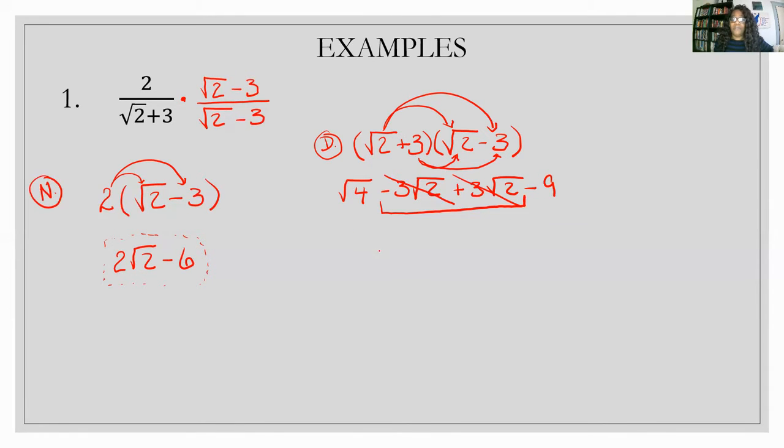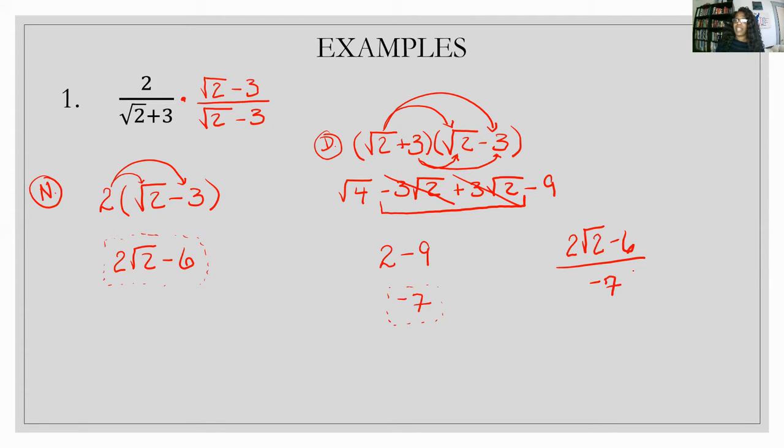But the square root of 4 gives me 2. And this minus 9, I'm going to bring down. So 2 minus 9 gives me a negative 7. Guess what? That's your answer for the denominator. Even though I broke them up to solve them, I have to put them back together as a final solution. So I'm going to write my 2 square root of 2 minus 6 over negative 7.